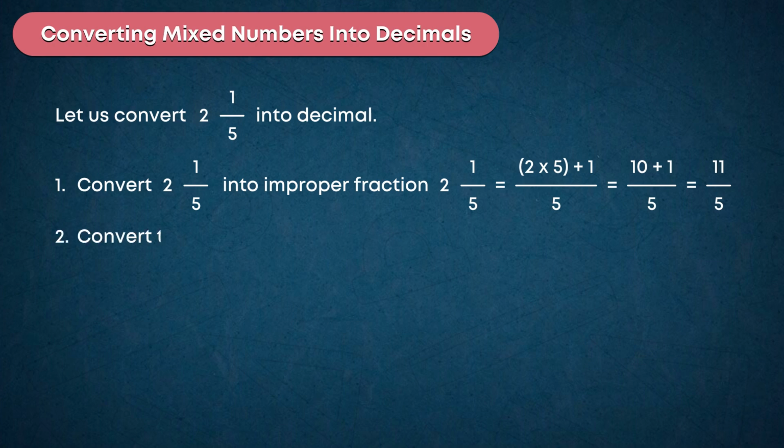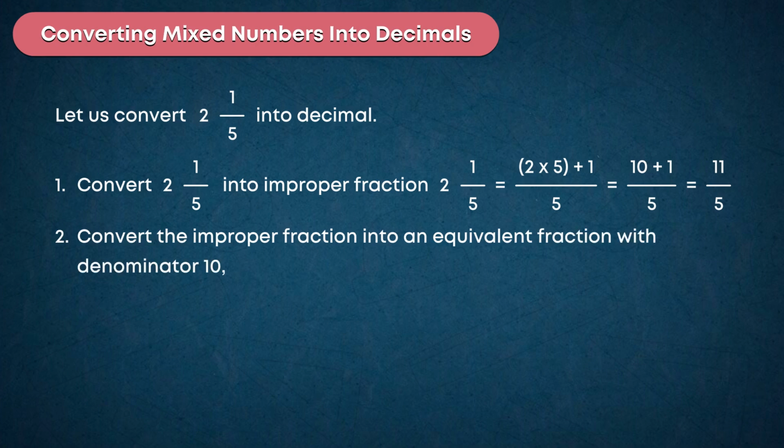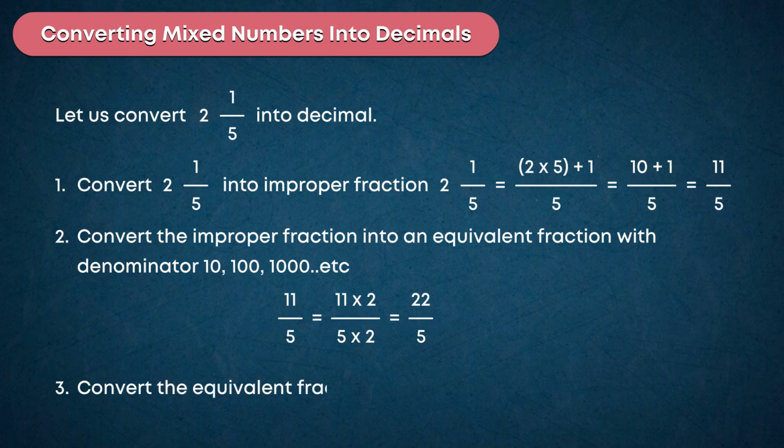2. Convert the improper fraction into an equivalent fraction with denominator 10, 100, 1000, etc. 11 by 5 is equal to 11 into 2 by 5 into 2 is equal to 22 by 10. 3. Convert the equivalent fraction into decimal. 22 by 10 is equal to 2.2.